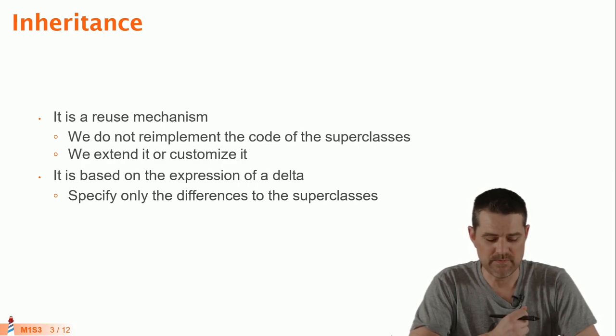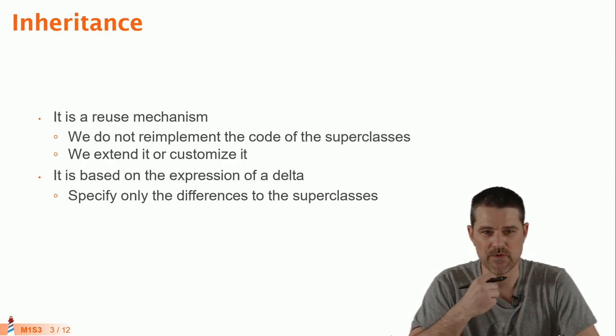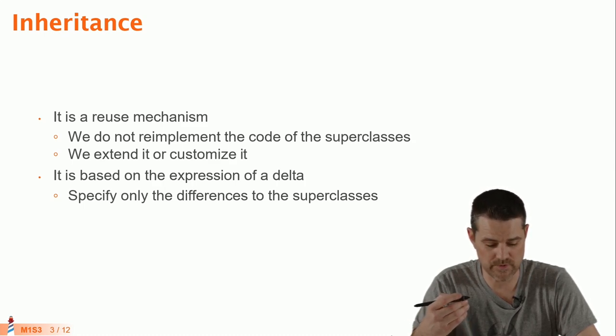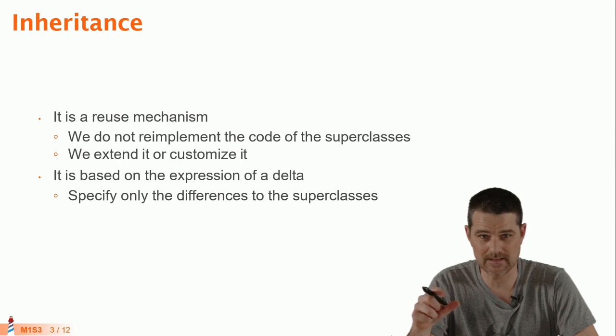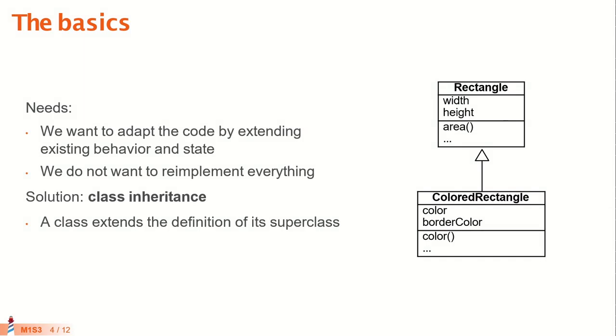So, inheritance is basically a reuse mechanism. It comes from the fact that we don't want to re-implement all the code that already exists. And usually code exists in classes. So we want to customize it and extend it, but we don't want to re-implement it. Sometimes we want to specialize it and express a delta in subclasses. What we want is to adapt existing code by extending the behavior and the state in existing classes, and we don't want to re-implement everything. The solution for that is class inheritance. So we need to extend existing class definitions in subclasses.